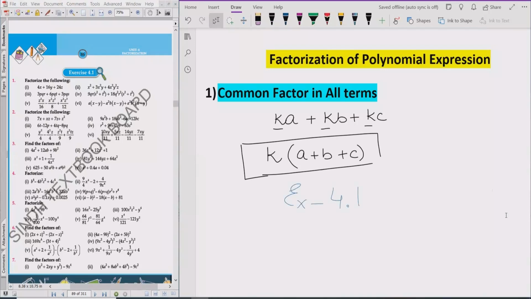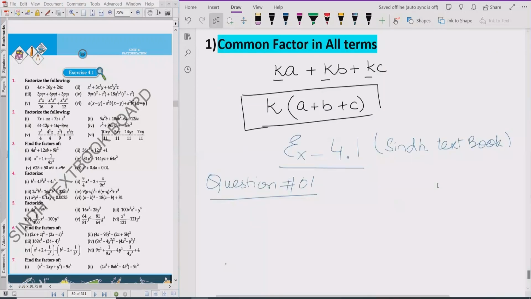Now we will follow a textbook of class 9. In exercise 4.1, question number 1, today we will solve it. You can take any book and refer to any book for this common factor in all terms method, because the method is the same and the questions may be different. So first we have question number 1, factorization of the following.